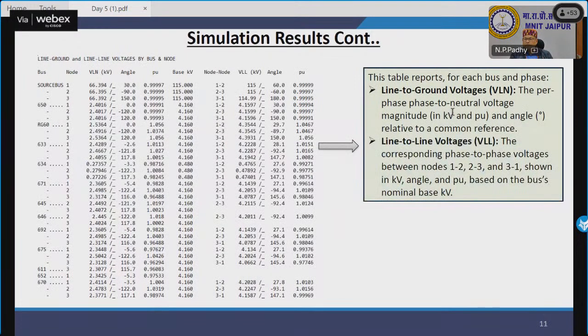Now then you can get into voltages. The final one is the voltage solution, am I right? This table reports, for each bus and phase, the line to ground voltages and line to line voltages of each and every one. So you could see the currents, losses, power flows, and voltage solutions. Right? This is also very, very important for any smart grid applications.